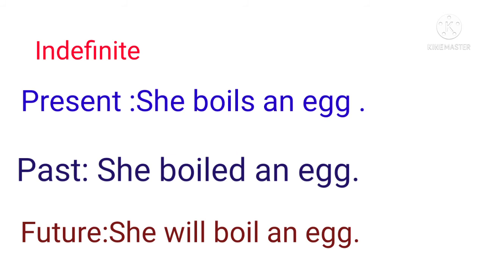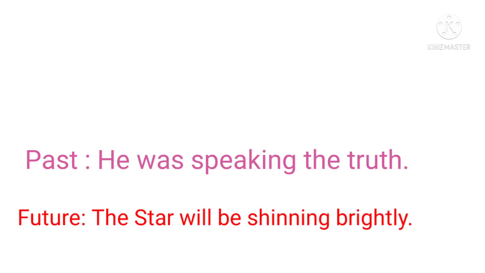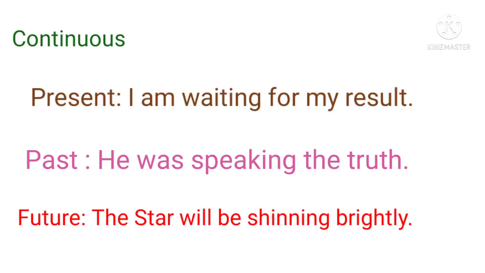Now continuous. Present: I am waiting for my result. Past continuous tense: He was speaking the truth. Future continuous tense: The stars will be shining in the sky. You have to identify the subject, object and verb in all the sentences which I am speaking and which I have already given.